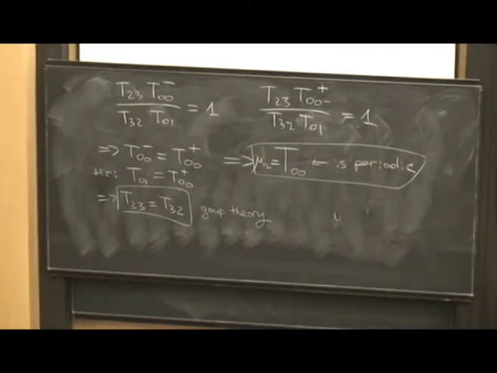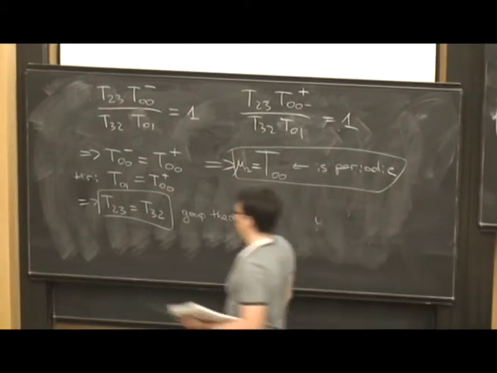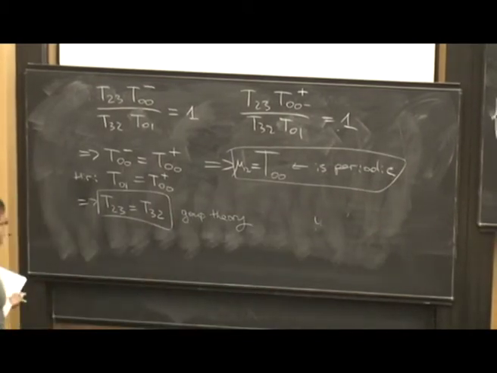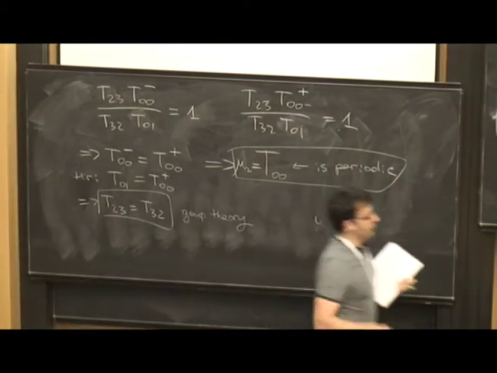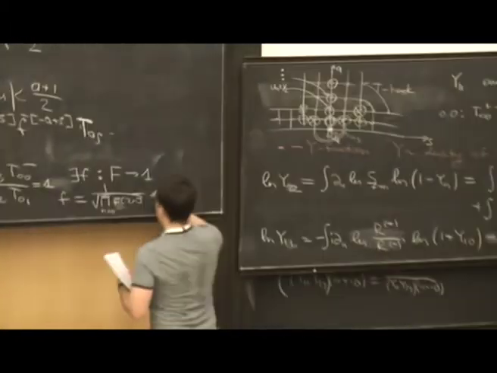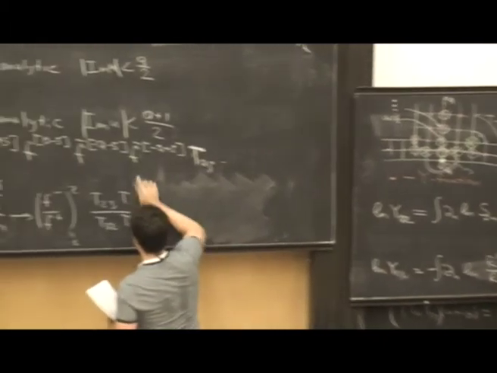So in terms of t functions, to summarize, it's a very simple statement that there exists such a gauge where t23 is equal to t32, and at the same time, the t's living on this horizontal line are all periodic functions, which can be expressed in terms of t naught.